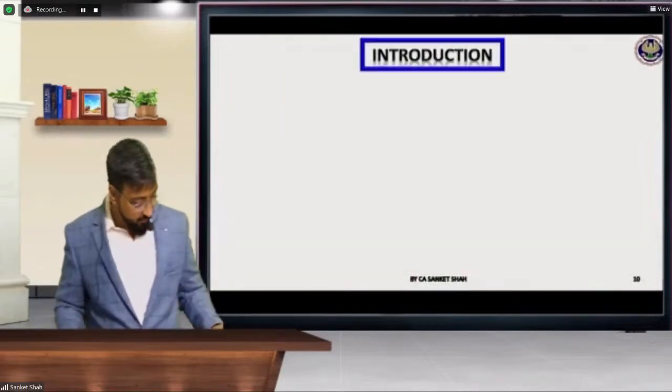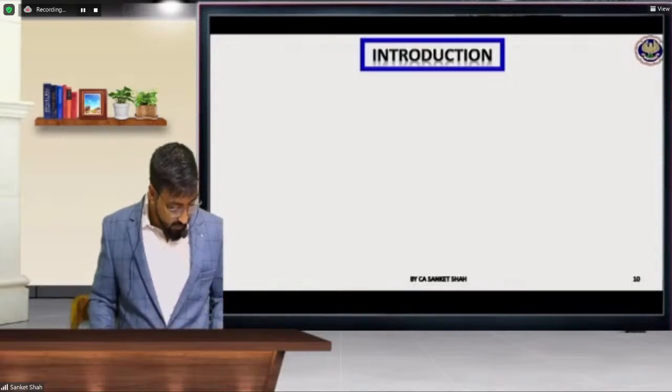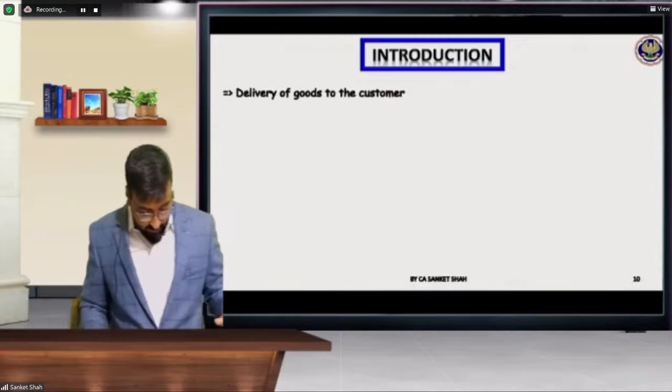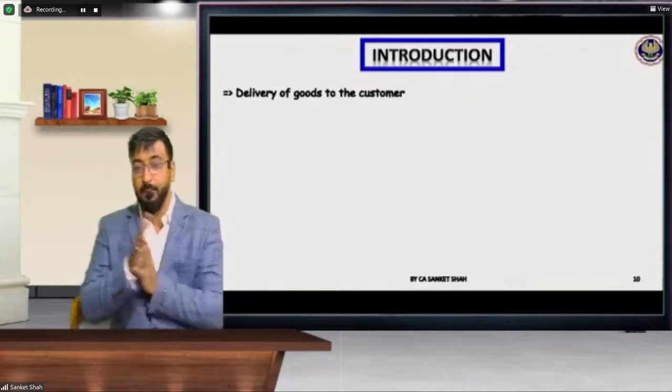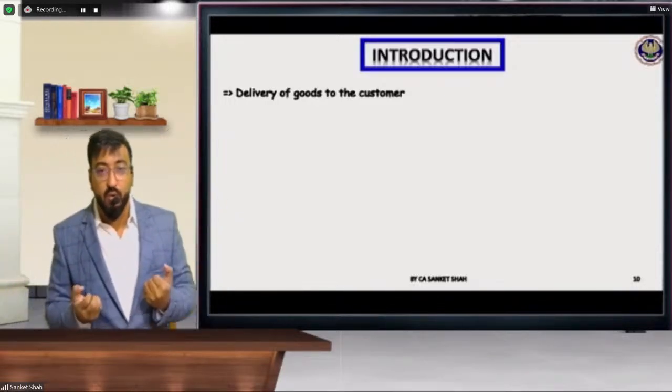इंट्रोडक्शन, delivery of goods. Understand? Now this is a sale of goods act. Delivery of. I'm not a law teacher, but yes, I want to know your law concepts.